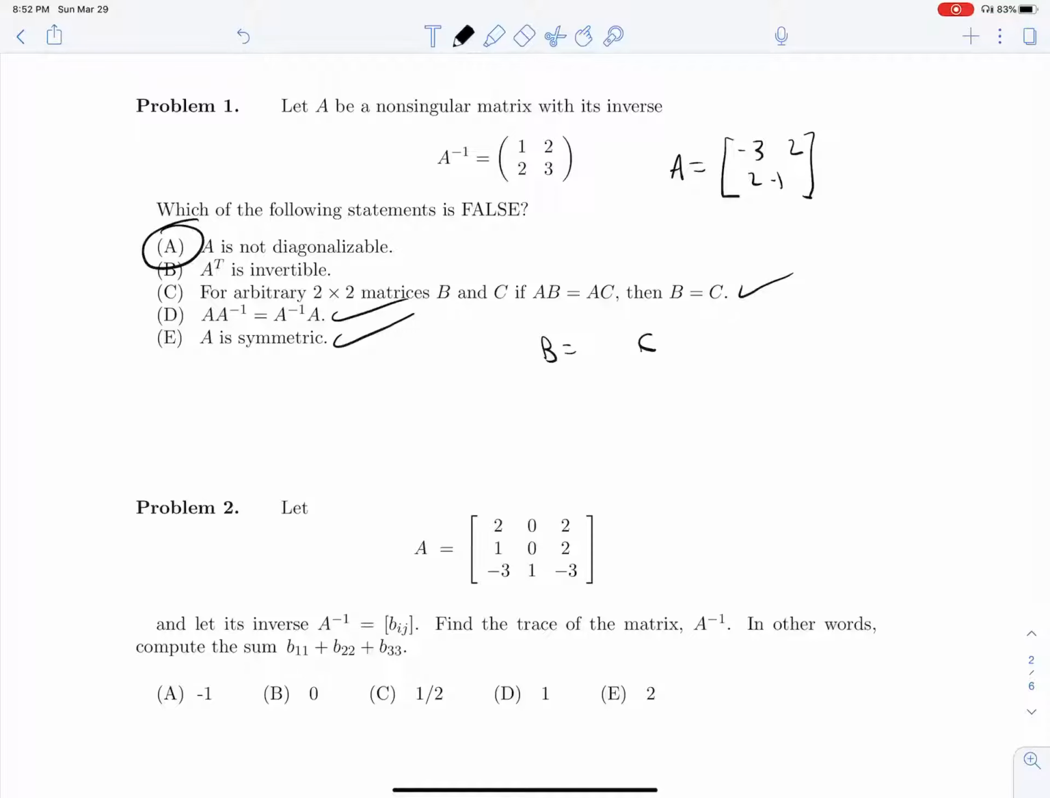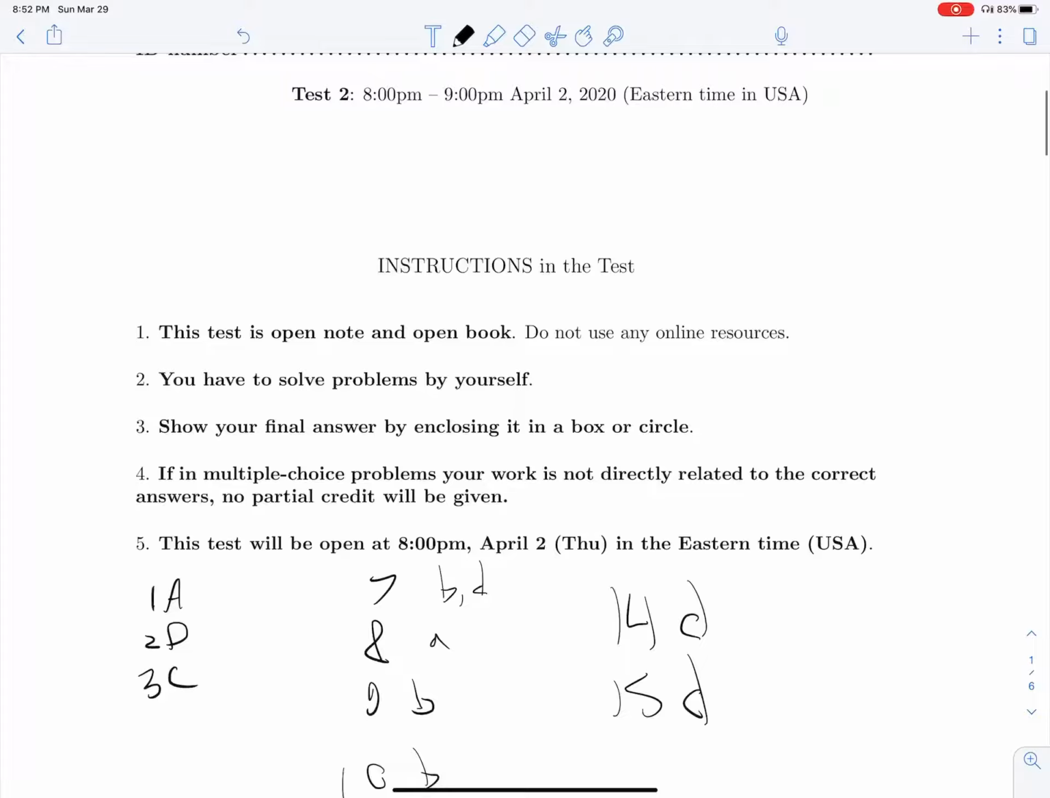That guy's true. And A transpose is invertible. Well, we know that the only way that a matrix can be non-invertible is if its determinant is 0. We know that the determinant of A is non-zero. We know that the determinant of A transpose is equal to the determinant of A. Therefore, transposing A does nothing to its invertibility. So answer 1 is A.